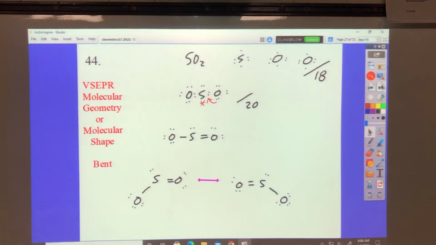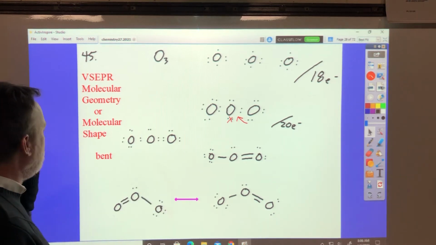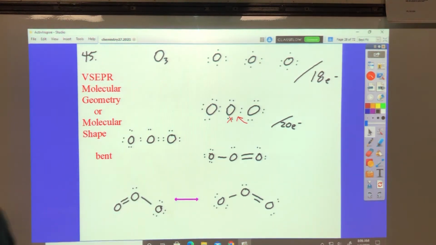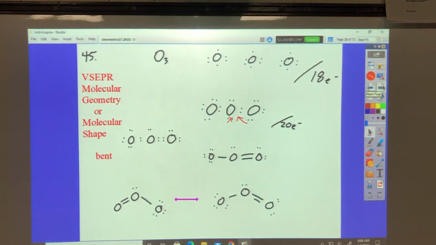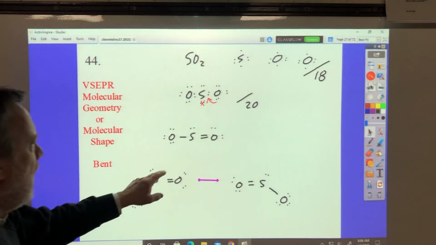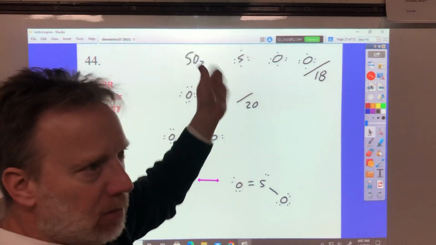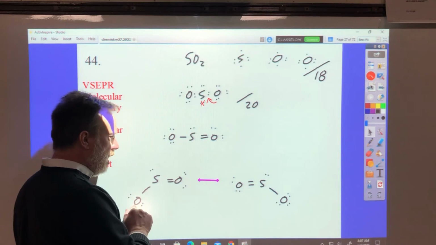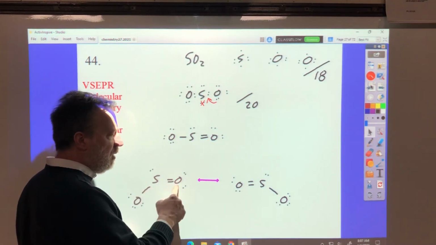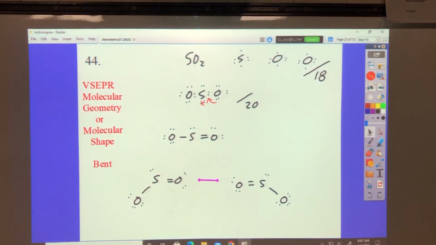Let's go to the next one. If you have ozone, it pretty much looks the same way, which makes sense because the central atom is oxygen. If we go back one, the central atom is sulfur. They're in the same family. So everything around them is going to look the same if you have a double bonded oxygen, a single bonded oxygen, and a lone pair. And by the way, these are in resonance.